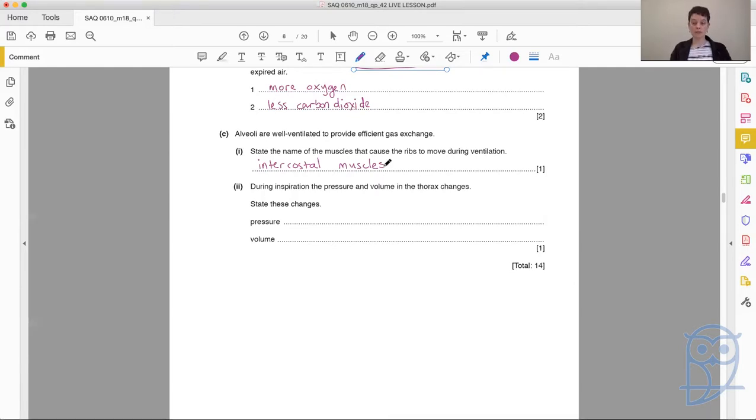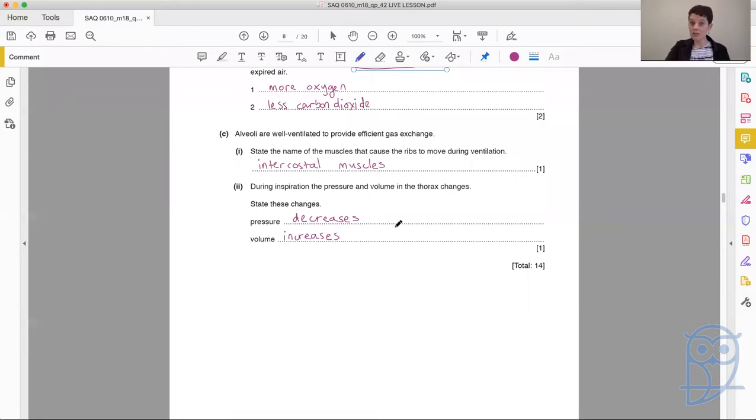And the very last part of this question, during inspiration, so during breathing in, the pressure and the volume in the thorax changes. State these changes. Now think about it. Take a nice big deep breath, and what happens to the volume in your thorax? It increases. So that was nice and easy to do. And the pressure, of course, remember, the pressure always comes on the breathe out. So our pressure is going to decrease. So pressure decreases and volume increases during inspiration. And you have to get both of those words right to get your 1 mark for that question.